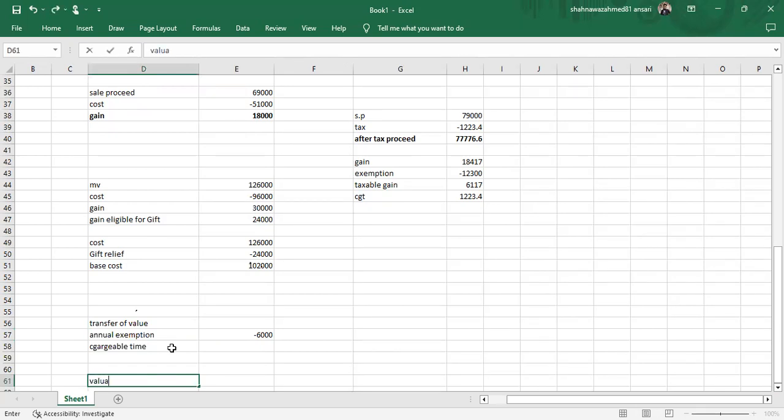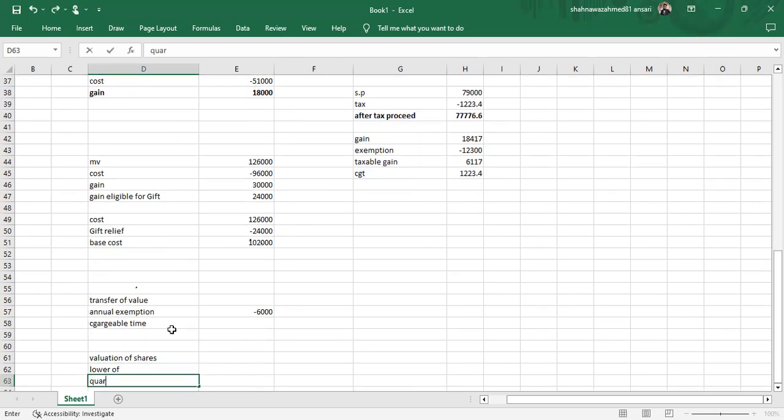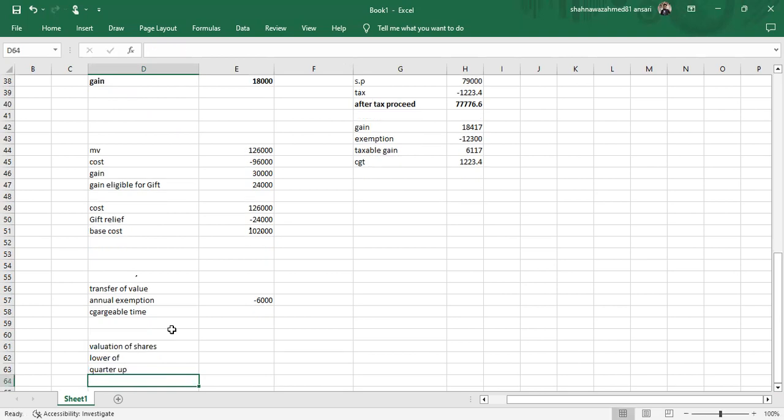Valuation of shares. So we need to apply the valuation rule, which is the lower of the quarter up method and mid price. As far as quarter up method is concerned, it's the lower value, which is 1.84 given, plus the higher value, which is given, 1.96 minus 1.84, in brackets close. We have to multiply this by 1/4.